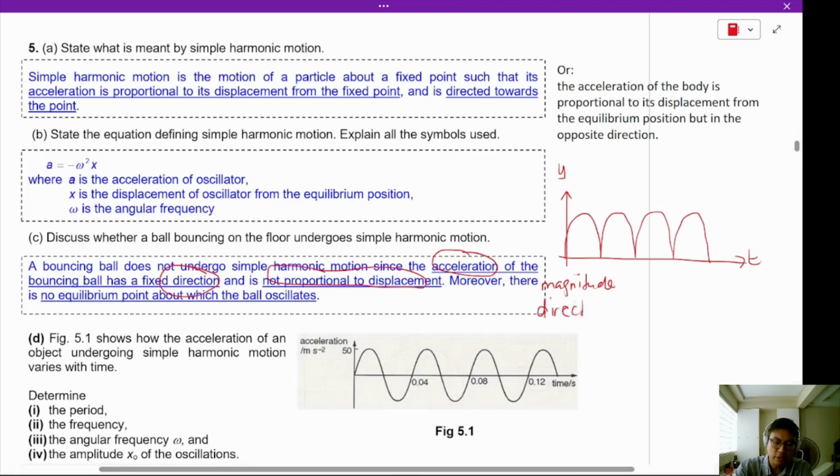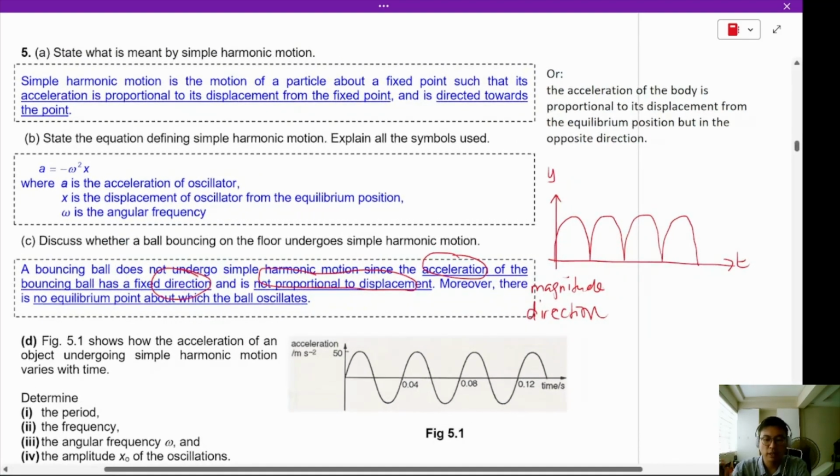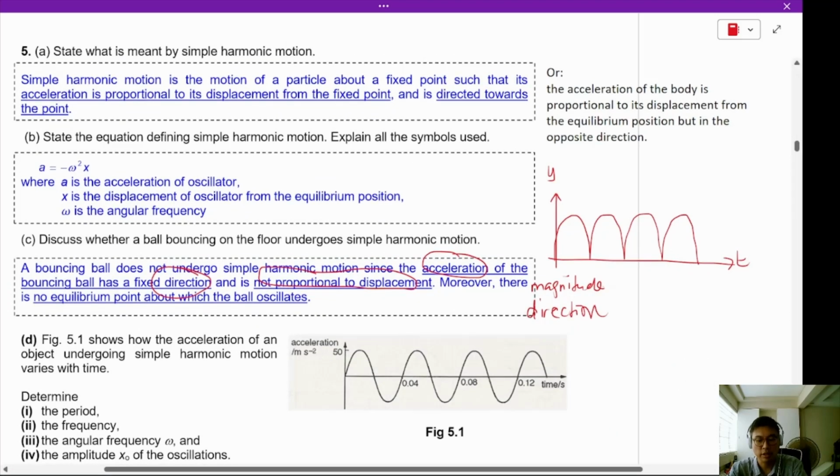Since the magnitude is not proportional to the displacement from the equilibrium position, and furthermore the direction of the acceleration is not directed to the equilibrium point, it's not simple harmonic motion. Okay, so you see how everything ties into the definition.